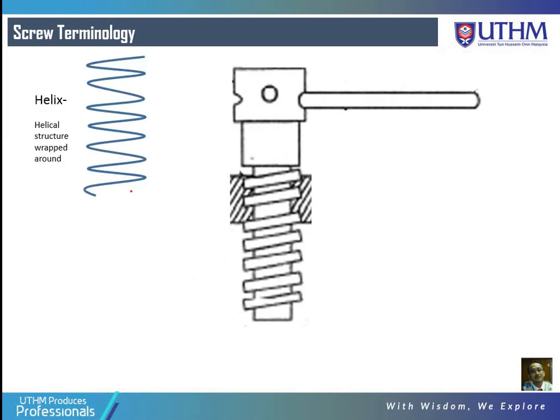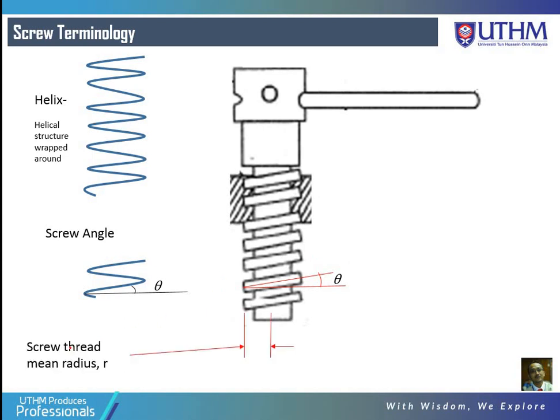Okay, a little bit on screw terminology. This is the helix, or helical structure, which wraps around the screw. What is the screw angle? The screw angle is the angle between the horizontal and the screw. The screw thread mean radius is the radius from the center of the screw to the edge of the thread itself. Pitch is the distance between each thread, the peak to peak distance.